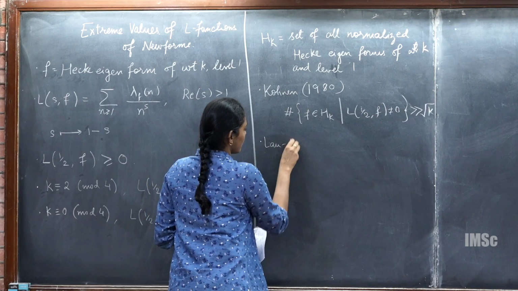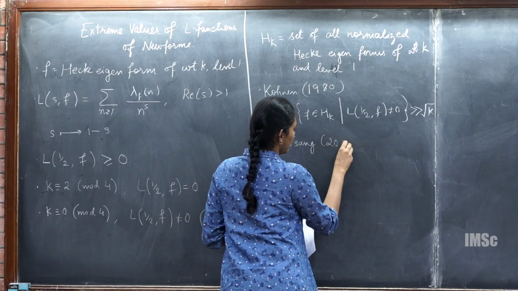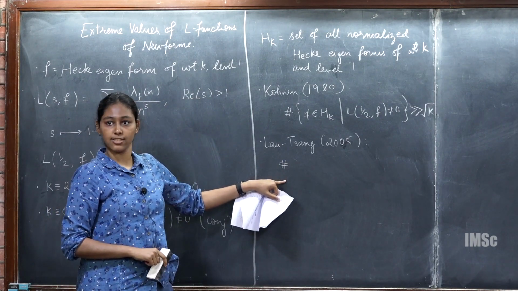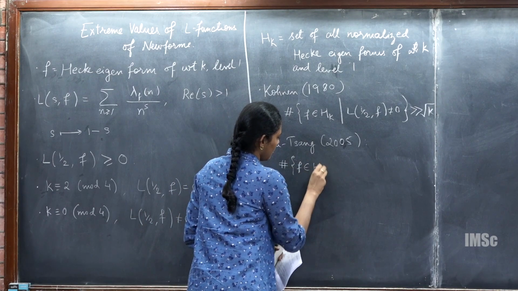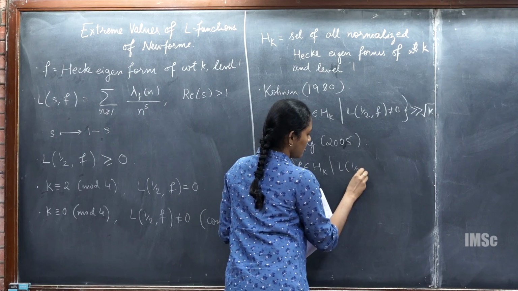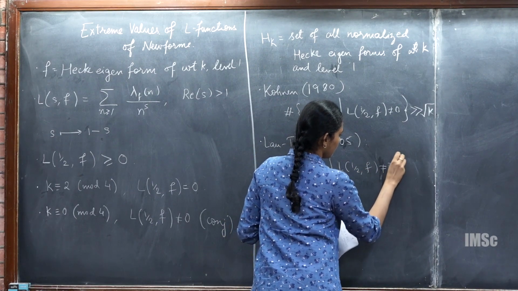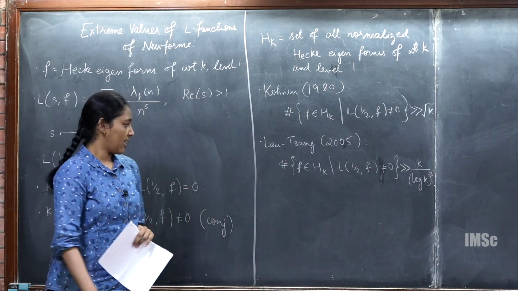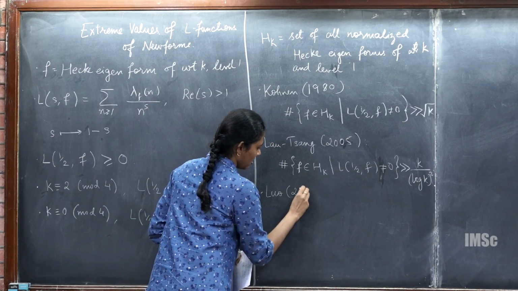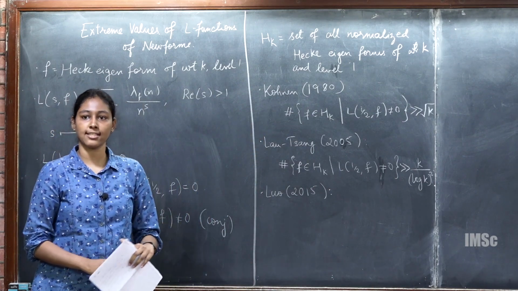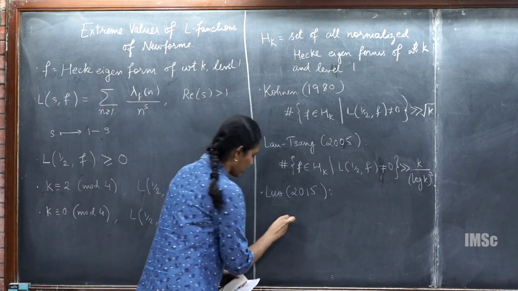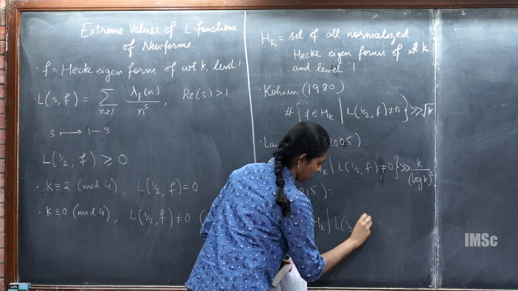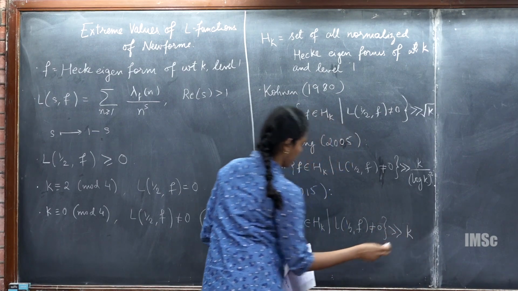This result was improved by Lau and Zhang in 2005, where they computed the first and second moments of these L functions and showed that the number of such Hecke eigenforms of weight k and level 1, such that L(1/2, f) is non-zero, is greater than k by (log k) squared. Finally, in 2015, Luo used the method of mollifiers and computed the first and second mollified moments of these L functions and showed that this number, the cardinality of this set, is greater than k, which is the optimal bound.